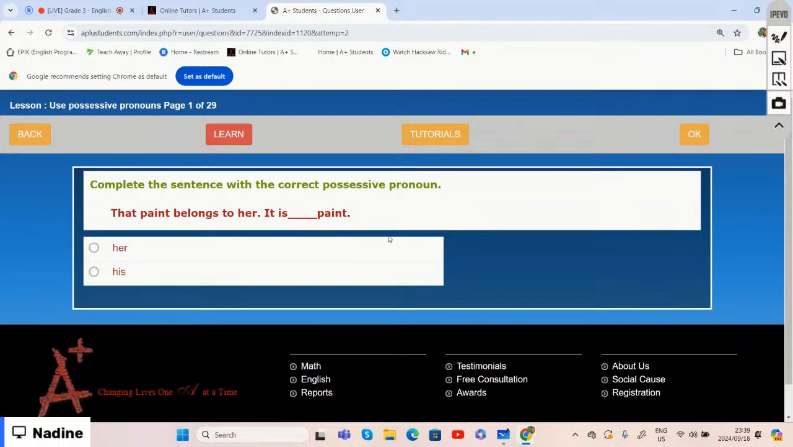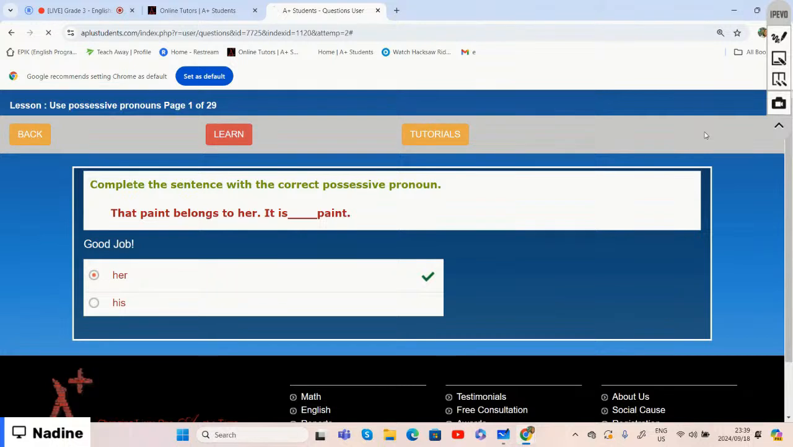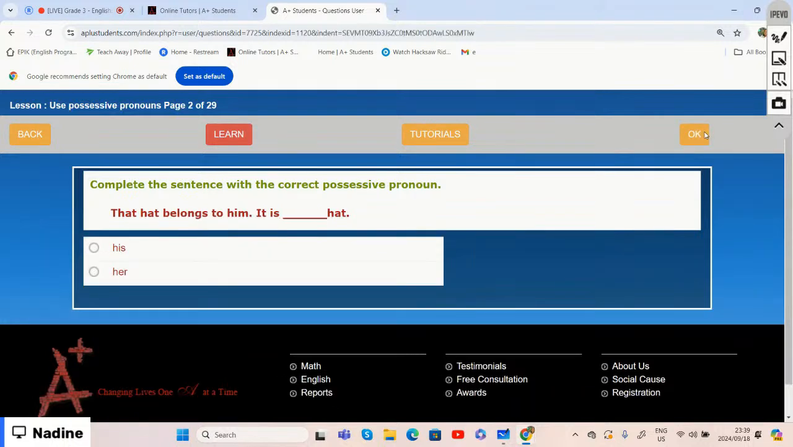All right, so that paint belongs to her. And if that paint belongs to her, then we can say option one, it is her paint, or option two, it is his paint. And we can then say yes, option one, it is her paint. So well done. Her is correct. That hat belongs to him. Do we say it is his hat or it is her hat?